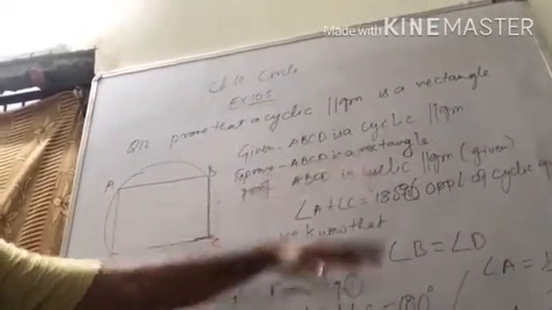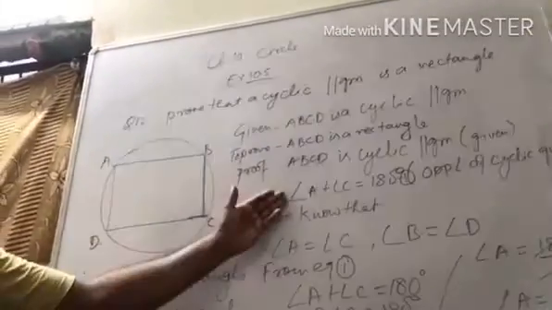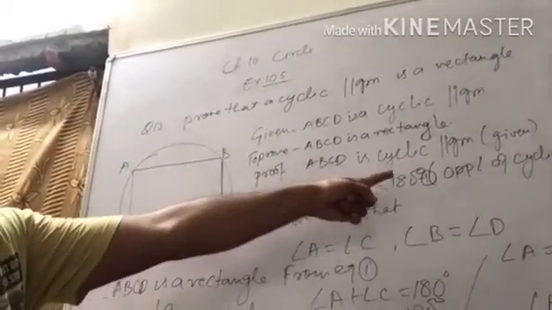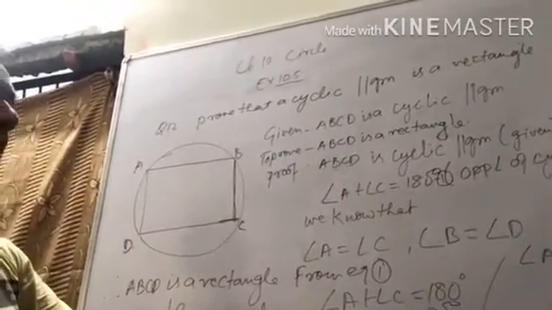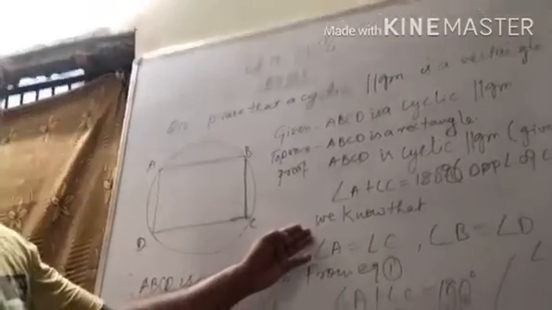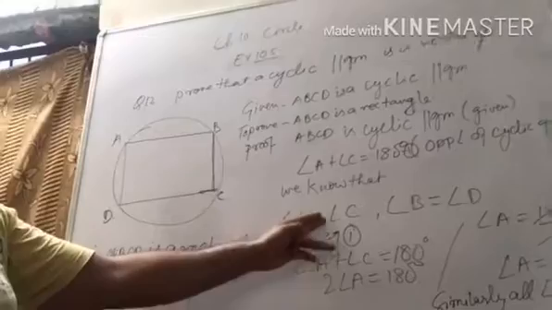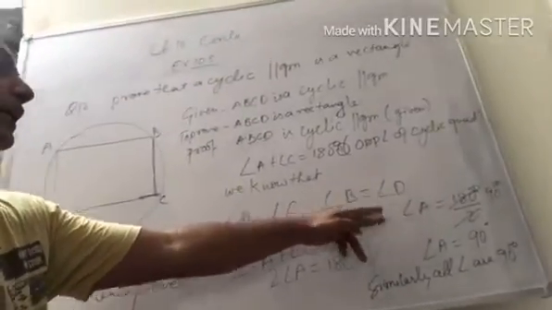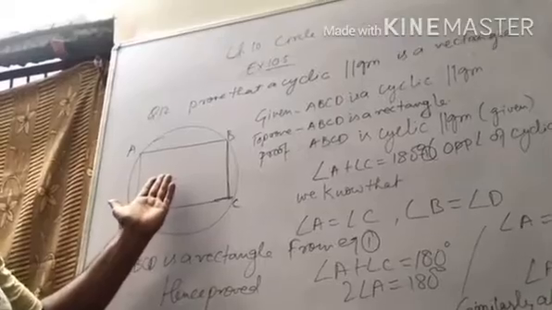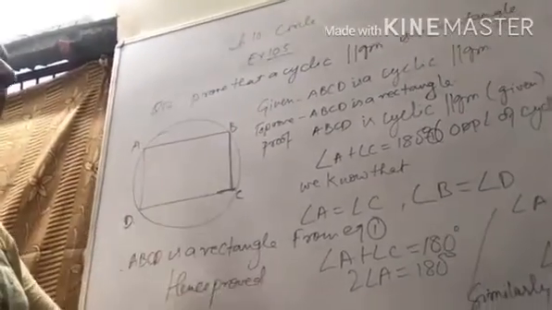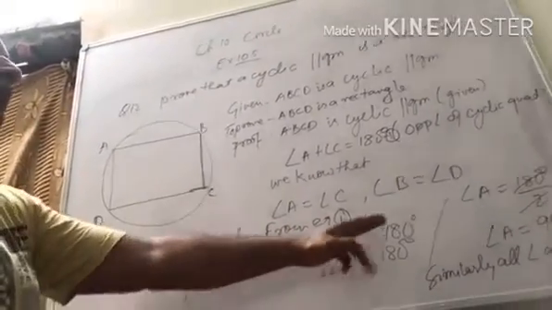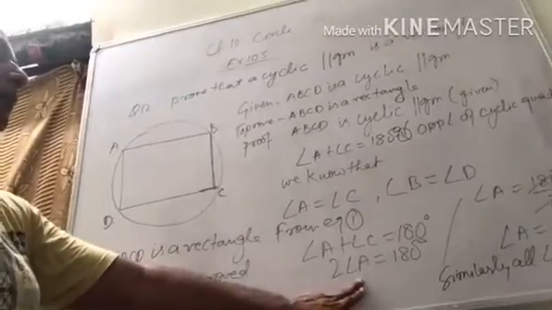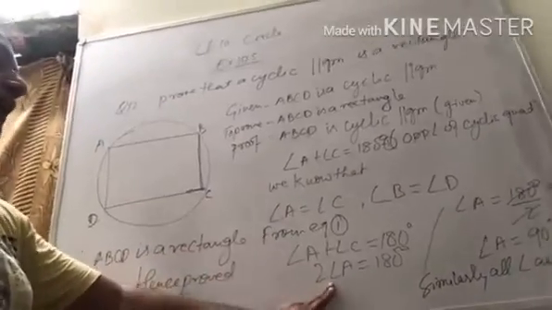ABCD is a cyclic parallelogram, that is given. Angle A plus angle C is equal to 180 degrees. This is equation 1, and the reason is opposite angles of a cyclic quadrilateral are supplementary. We know that angle A is equal to angle C and angle B is equal to angle D, because ABCD is a parallelogram, and opposite angles of a parallelogram are equal. From equation number 1, angle A plus angle C is equal to 180 degrees. So it is 2 angle A, because angle A is equal to angle C.